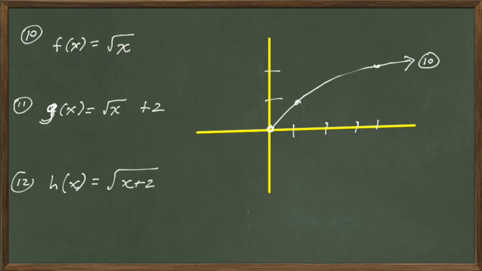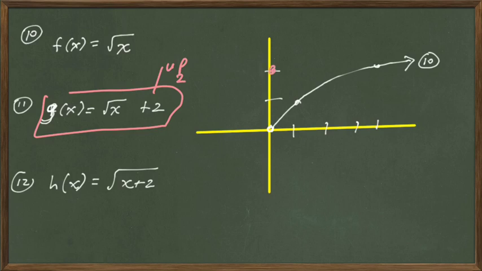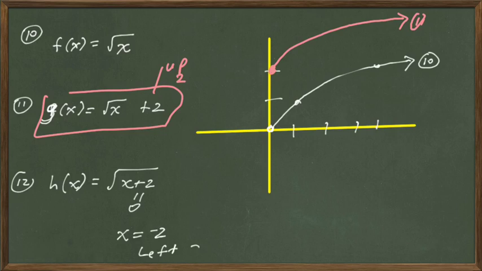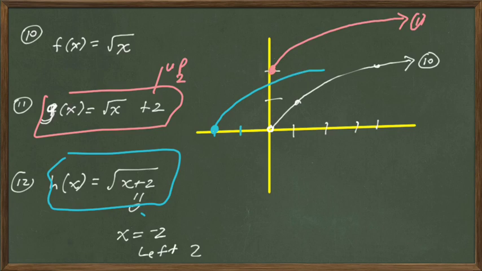What does this one do? Simply moves it up 2. So the same shape, just up 2. How about this last one? What makes that 0? So that means you move it to the left 2. So let's do this in another color. To the left 2, you'd be over here, but it would still look the same. So that is number 12.